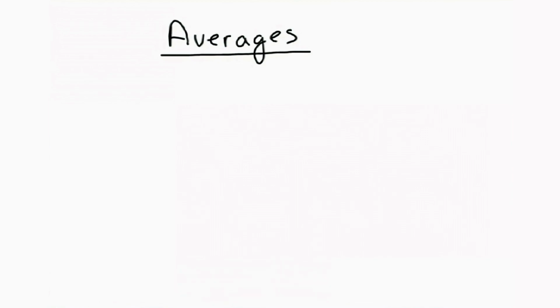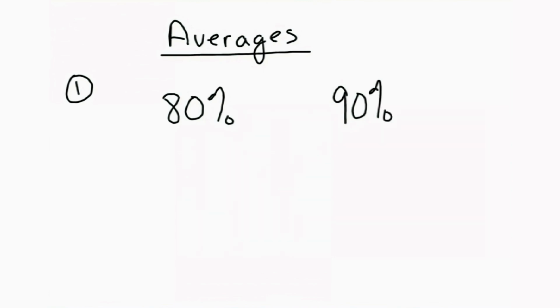Let's look at, let's say, 2 test scores. Let's say on one test, you scored 80%. And let's say on the second test, you scored 90%. And you want to know the average, your average score for both tests. Well, really, how we calculate an average is we add up all of the things that we're measuring, and then we divide by the total number that we're measuring.